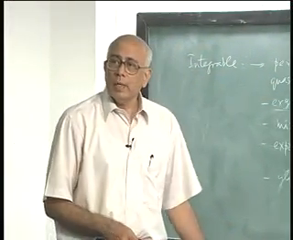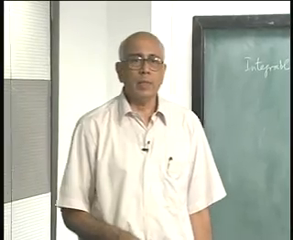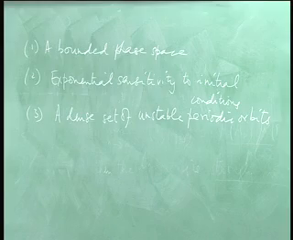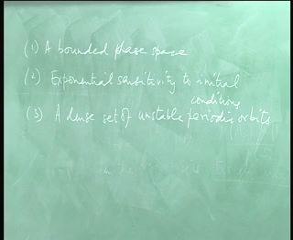Now once you have these 3 conditions met, then the system displays chaotic behavior. So let us take this systematically. First, what do I mean by exponential sensitivity to initial conditions? So let us do that. Let me define that here.